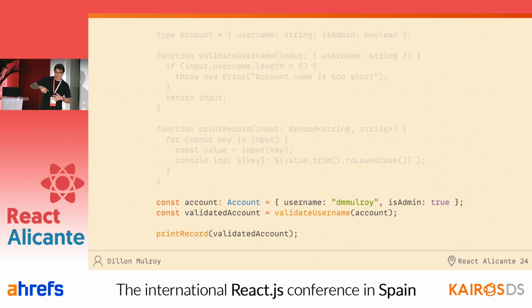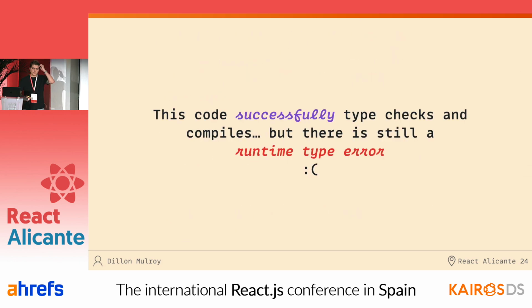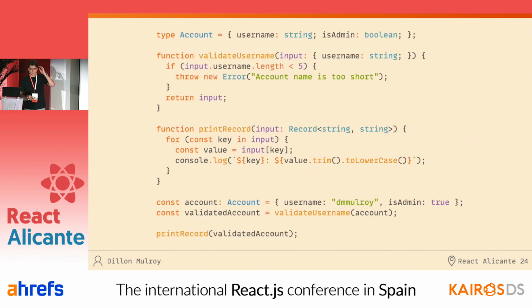We have an account, username daemon MULROY, isAdmin true. We pass that into validate username and print record. Pretty straightforward. It's code we've all written. You could see this show up in pretty much any code base you've ever worked in. That being said, this successfully type checks and compiles on the strictest settings of the TypeScript compiler, but there's still a runtime type error and it will error. Can anyone pick it out?